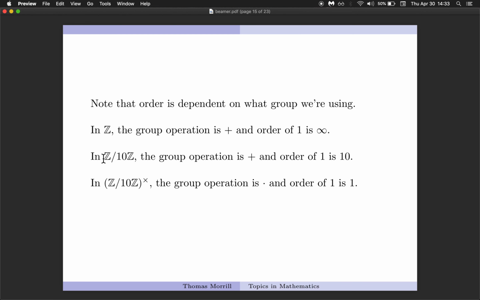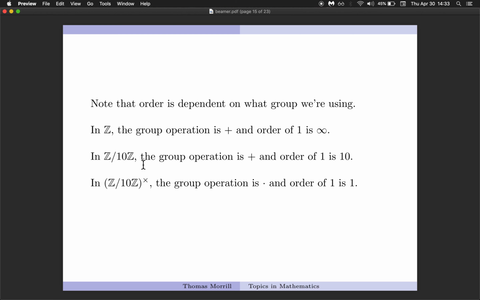But if I change my context, if I look at Z mod 10Z instead, I'm thinking of 1 as a residue mod 10. My group operation is still addition, but now 1 plus 1 plus 1 plus 1 plus 1 plus 1 plus 1 plus 1 plus 1 plus 1 makes 10, but 10 and 0 are the same residue in this group. So in Z mod 10Z, the number 1 has finite order. It actually has order equal to 10.